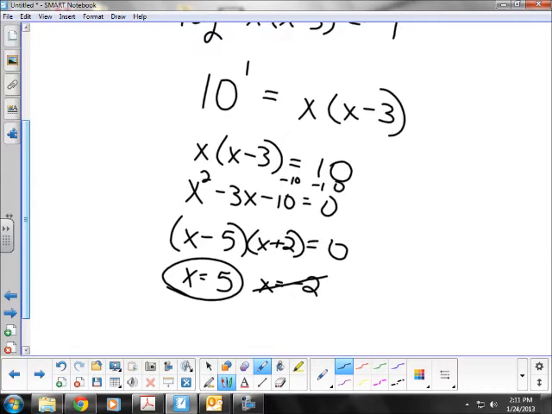Okay? So just be real careful about that because, you know, that's outside the domain. If I'm working with logs, I can't have negative arguments. I can have a negative number for x as long as when I plug it back into the argument, it gives me something that's positive. Okay?